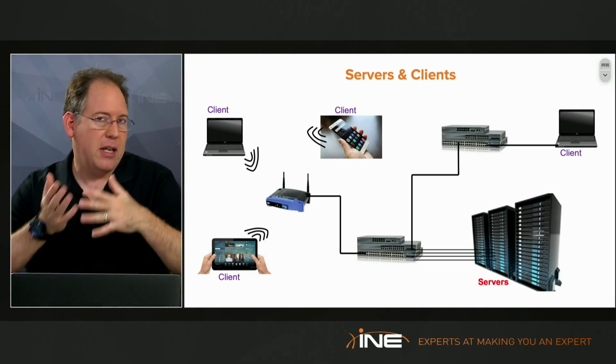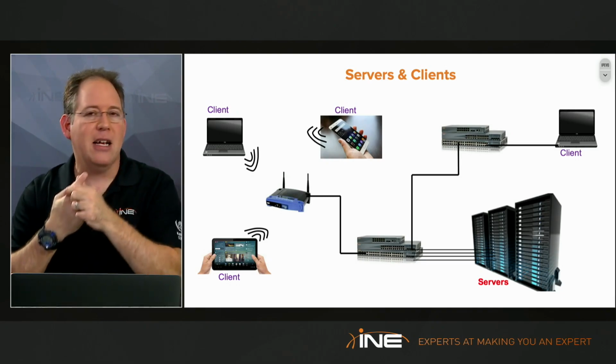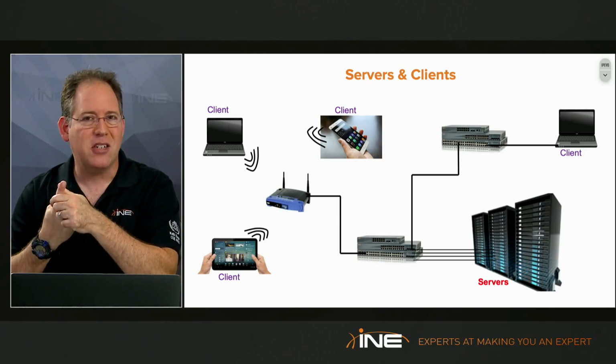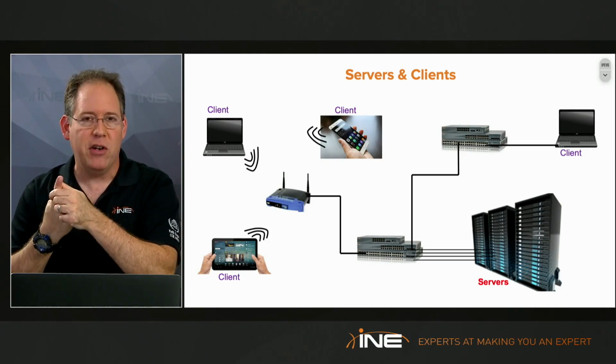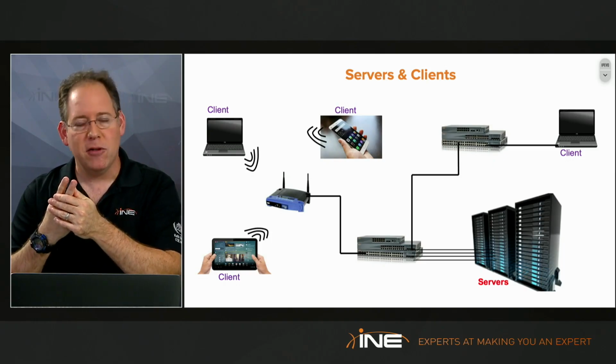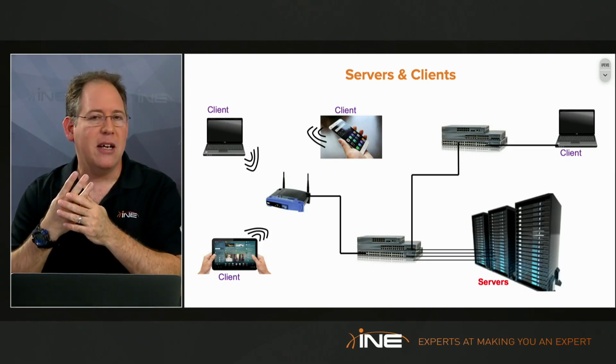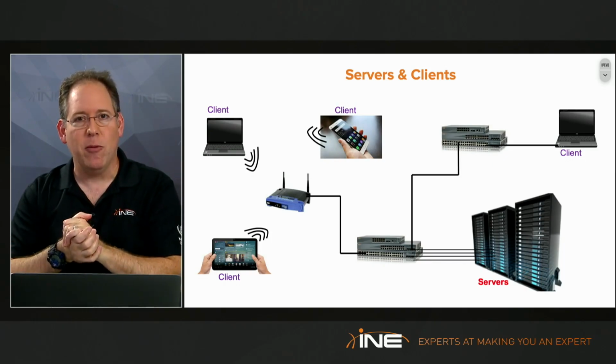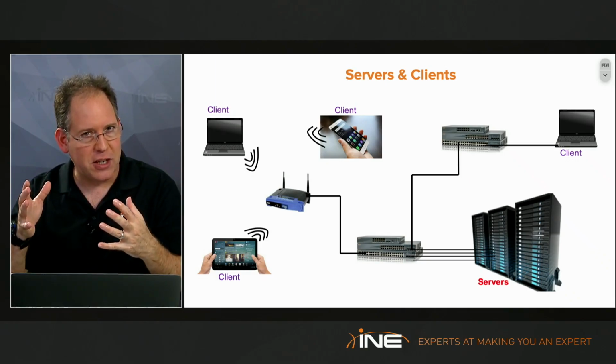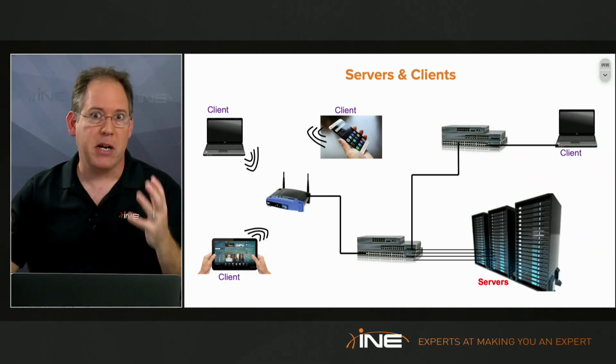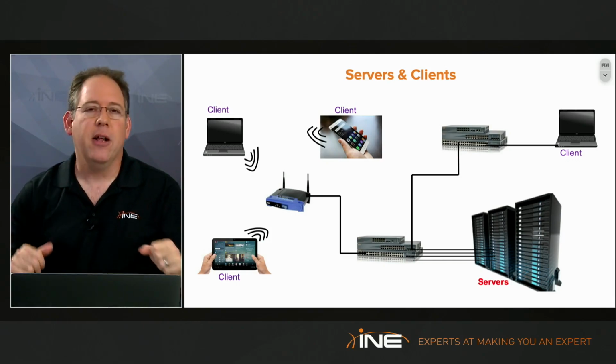Now a server is very similar to a client in that it has a CPU, a central processing unit, which is the brain or intelligence of the device. It has memory for storing information. It has a way of connecting to a network. But what makes it different is that everything it has is bigger, faster, better than a client.